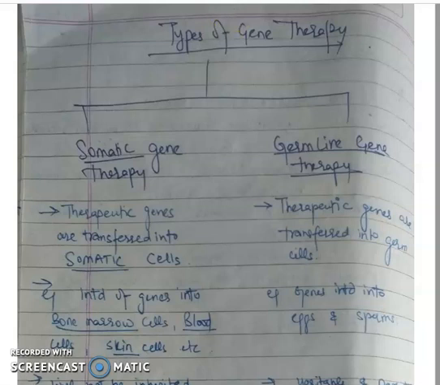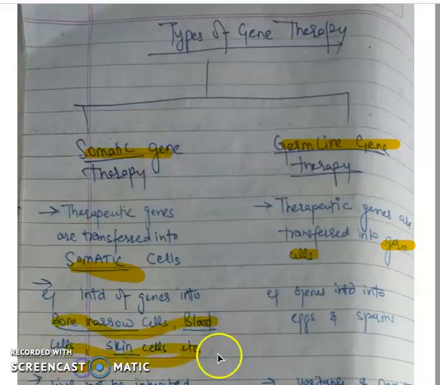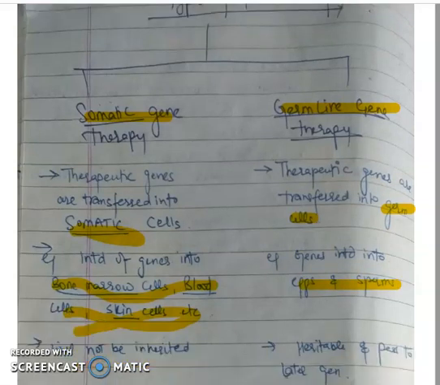Well, there are 2 types of gene therapy: somatic gene therapy and germline gene therapy. As the name indicates, somatic gene therapy targets the somatic cells. In this case, therapeutic genes are transferred into the somatic cell. In case of germline gene therapy, the therapeutic genes are transferred into the germ cells. The somatic cells that are targeted for this therapy are bone marrow cells, blood cells, and skin cells. And in case of germline gene therapy, the genes are introduced into the egg and sperms.